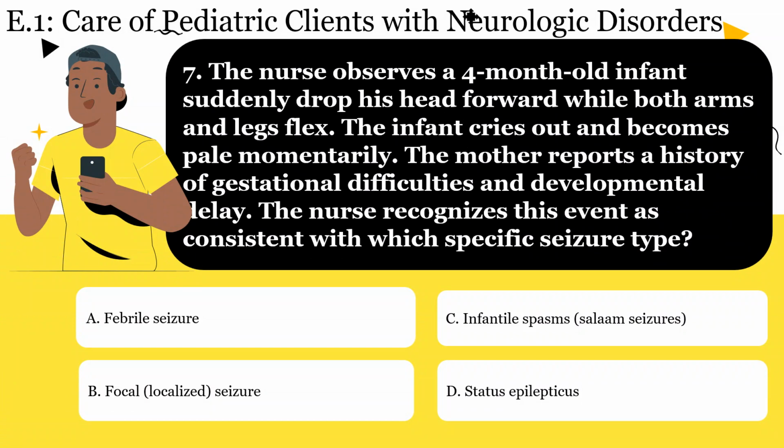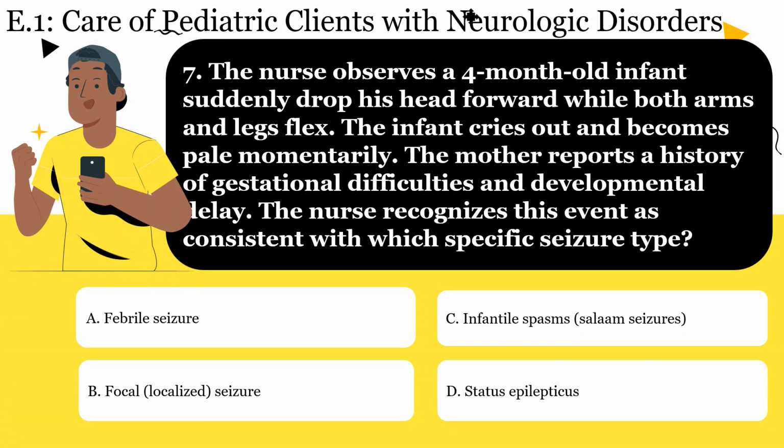Status epilepticus? Of course, the manifestation of that patient is a sign of infantile spasm. These spasms typically begin around 3 months of age and are associated with a history of gestational difficulties or developmental delay. And of course, the defining manifestation is a sudden drop of the head forward while both arms and legs are flexed, potentially accompanied by crying and changes in skin color.